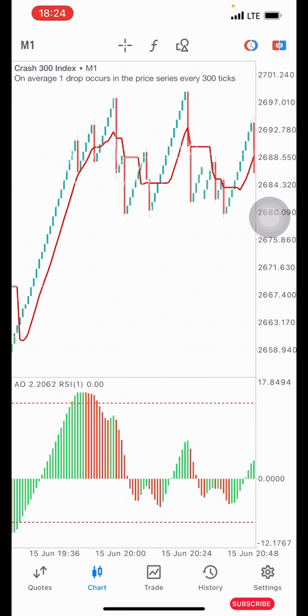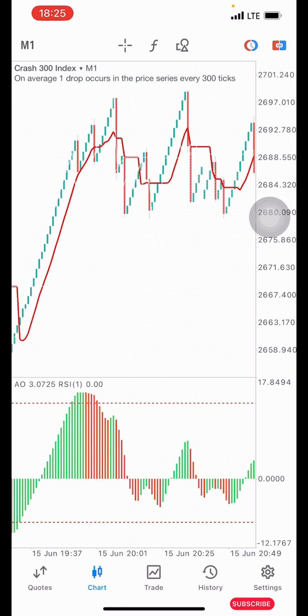So in today's video I'll be sharing with you guys how to use this strategy to catch spike on crash 300. Okay, so normally this is a very powerful strategy. This is a VIP strategy, but because of those of you out there that have been blowing your account, I've decided to share this strategy with you guys for free. So make sure to watch the video to the end, and make sure not to miss any important information I'll be sharing in this video.